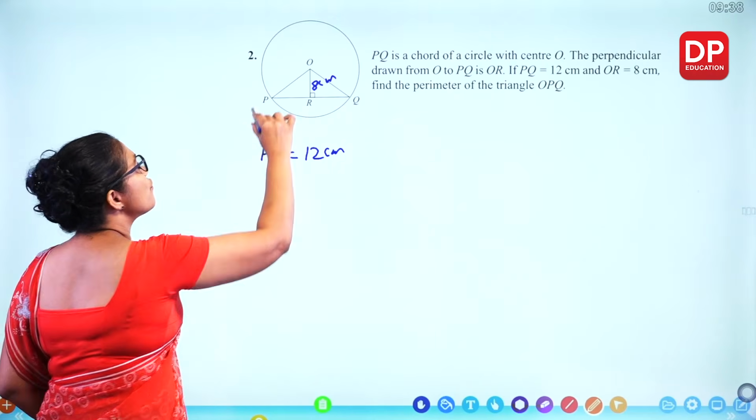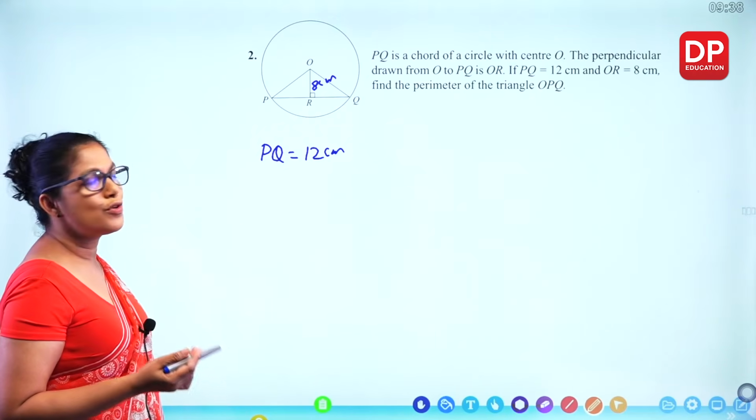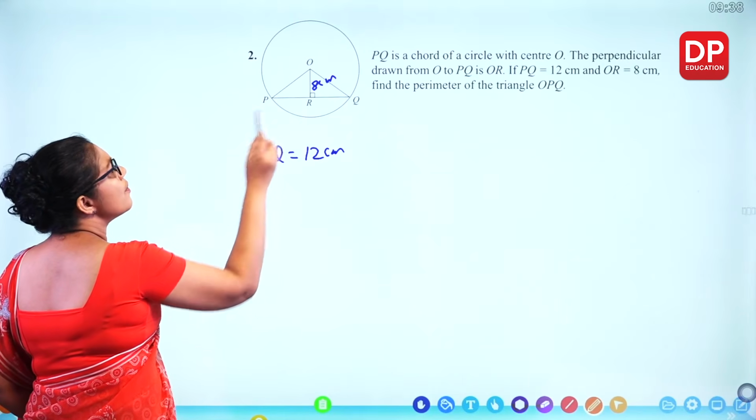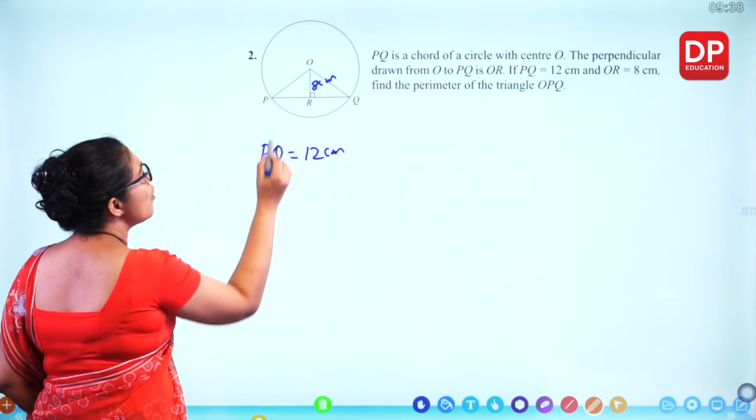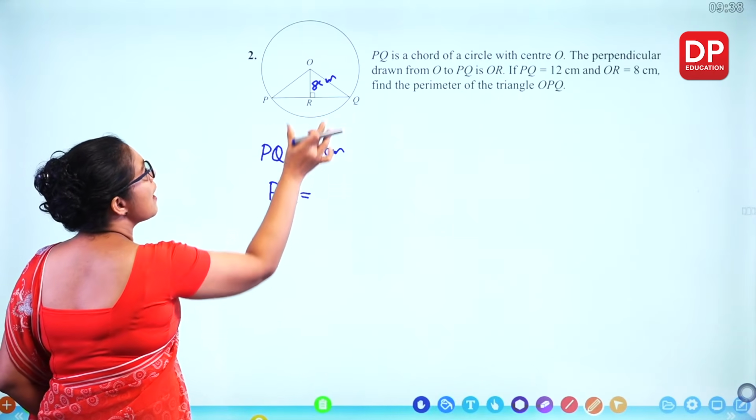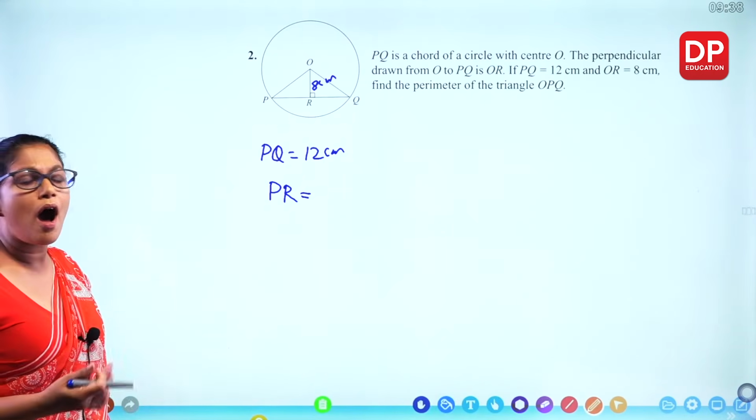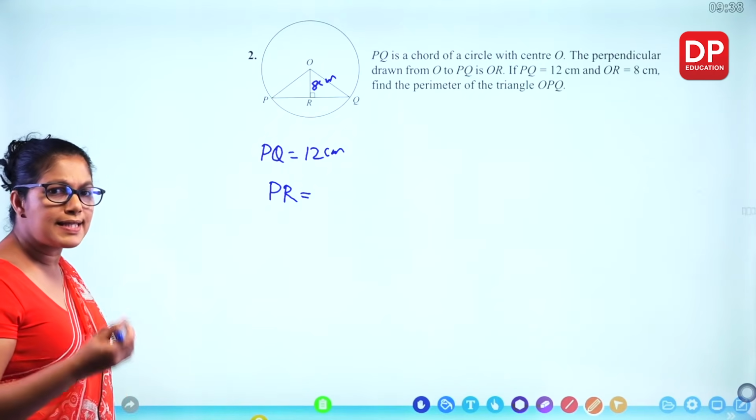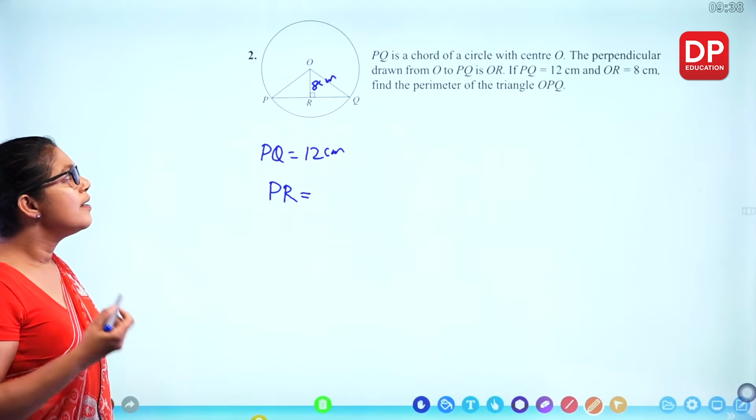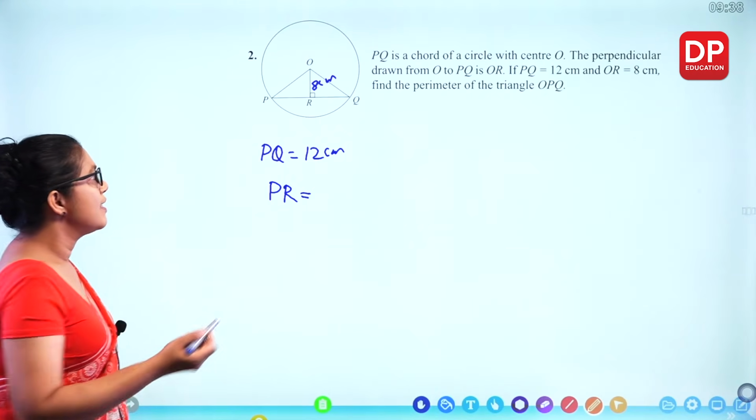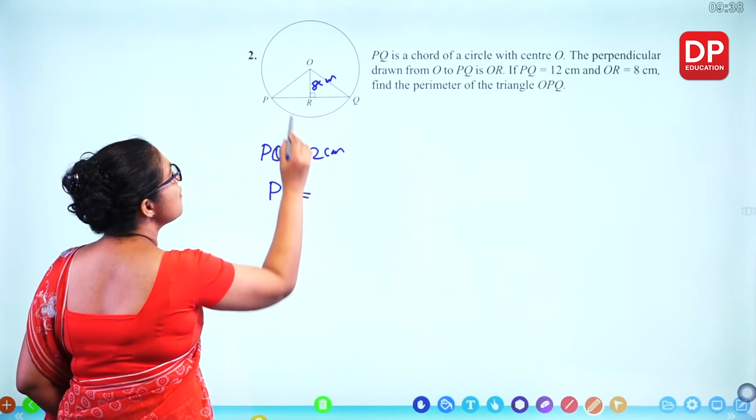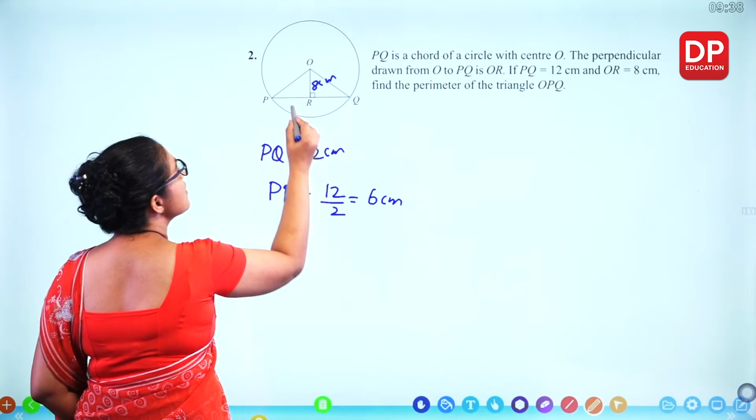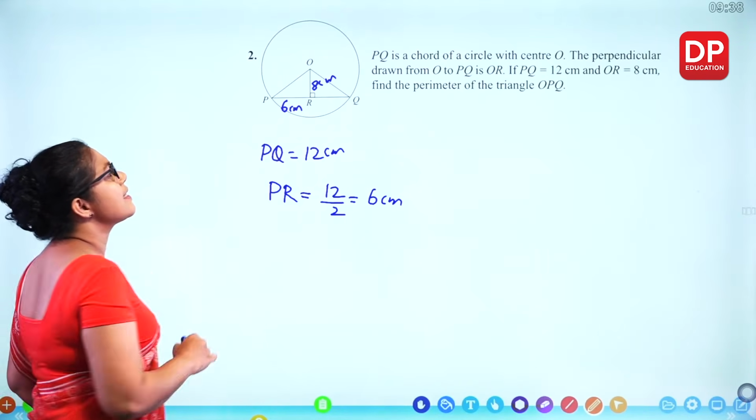To find out the perimeter, you need to know the lengths. So here what can you say about the PR length? PR length is half of PQ because when you draw a perpendicular from the center to the chord, it bisects. So when you do that, you can straight away find out PR. That's 12 divided by 2, that's 6 centimeters. So this length is 6 centimeters.